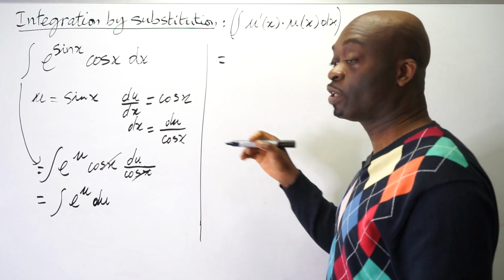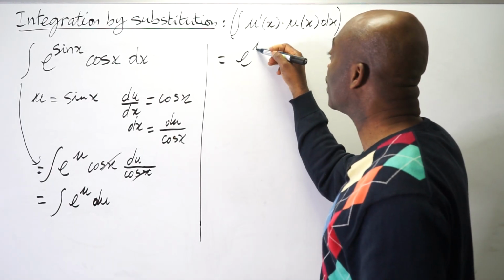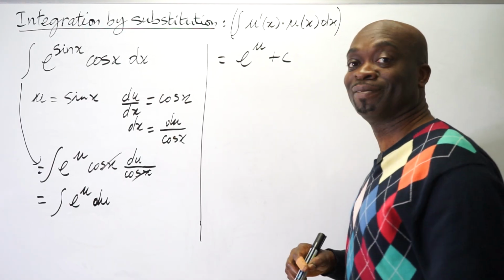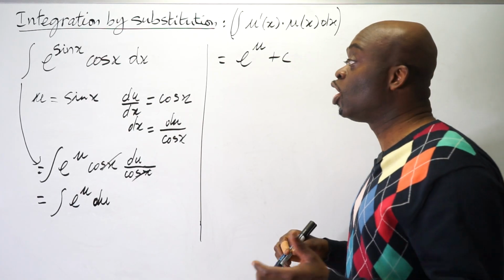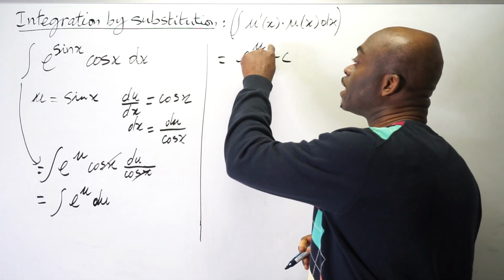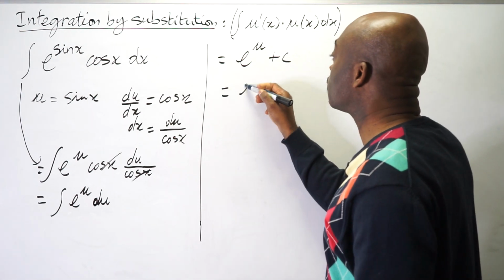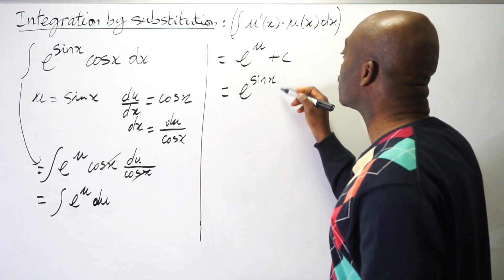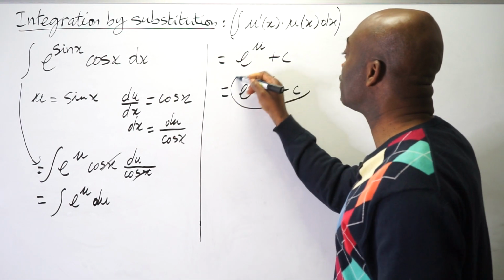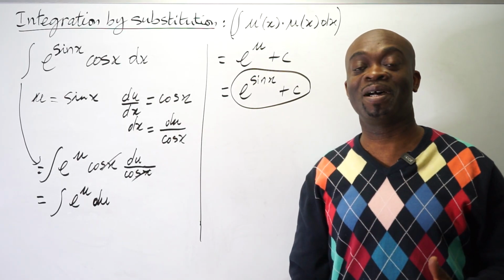Okay? So if we continue, what is the integral of exponential u? The integral of exponential u is just exponential u again plus c. Are we done? No, because we have to change the u back, which is equal to sine x. So we end up with exponential sine x plus c. Ladies and gentlemen, now you are done. Thank you.